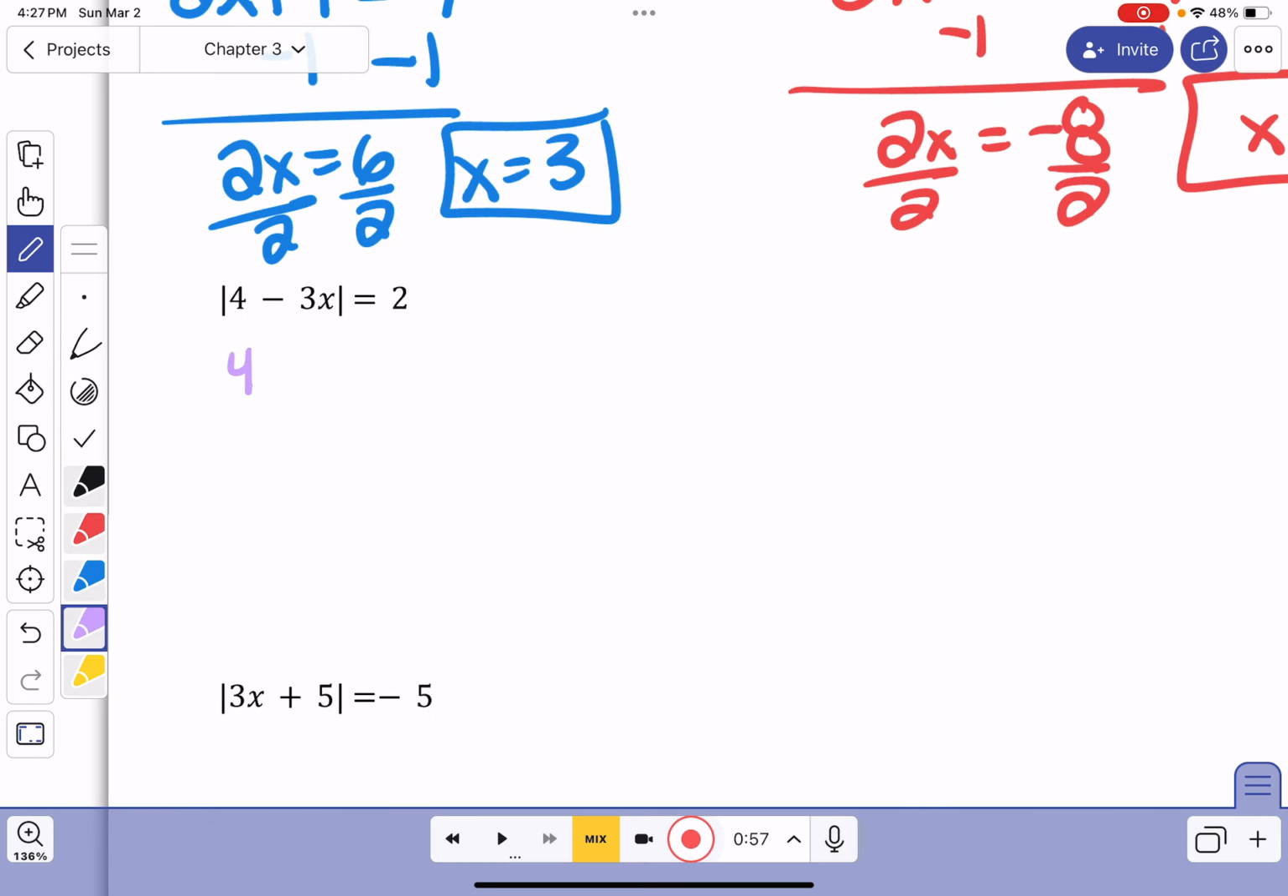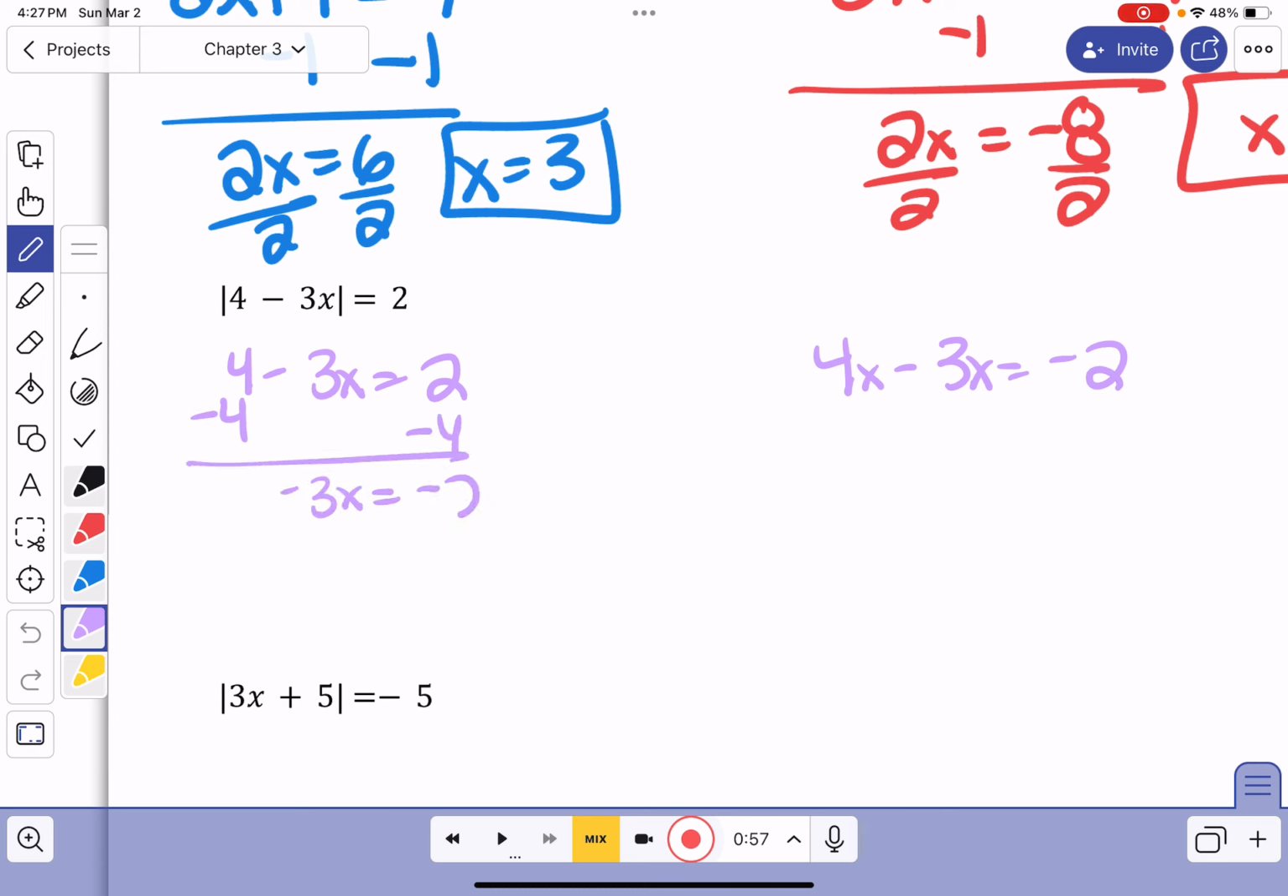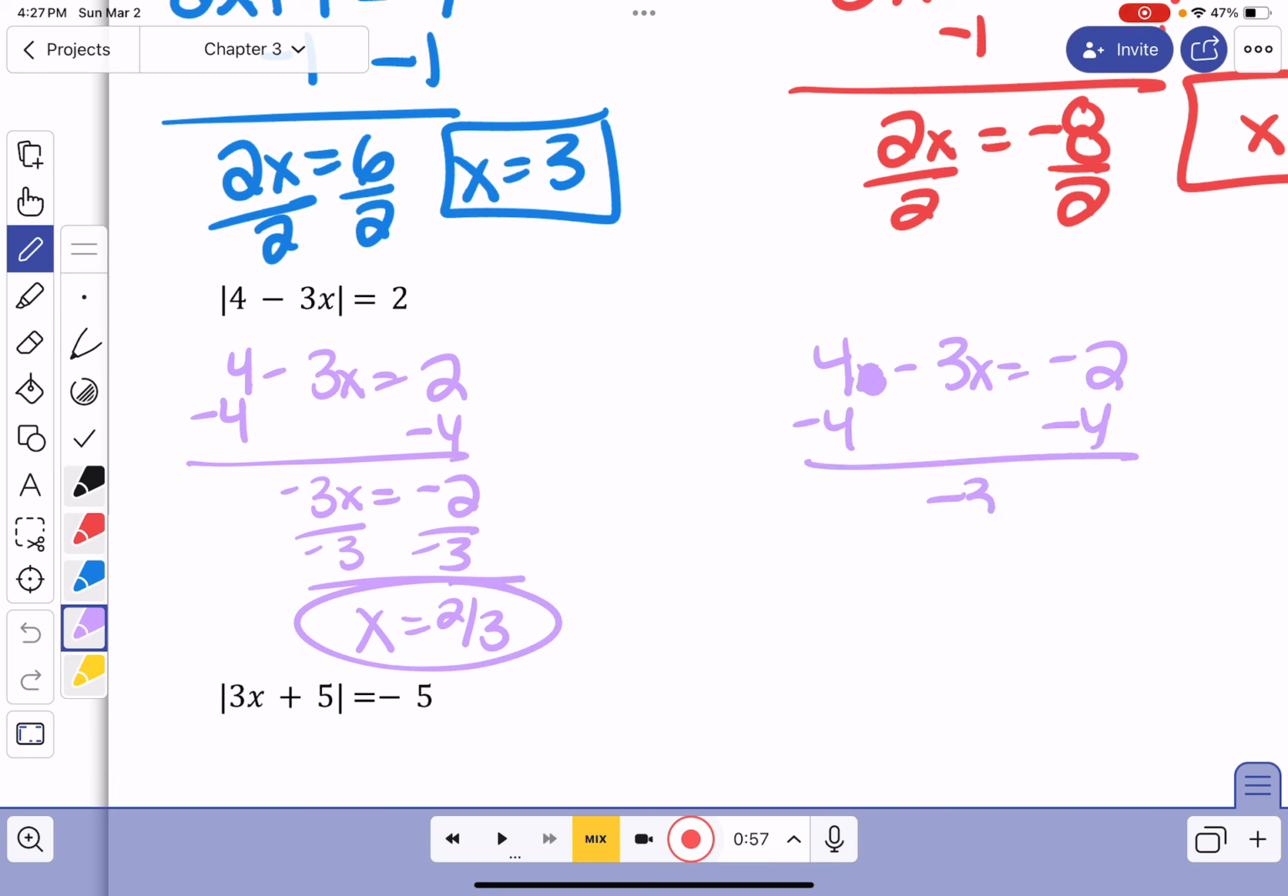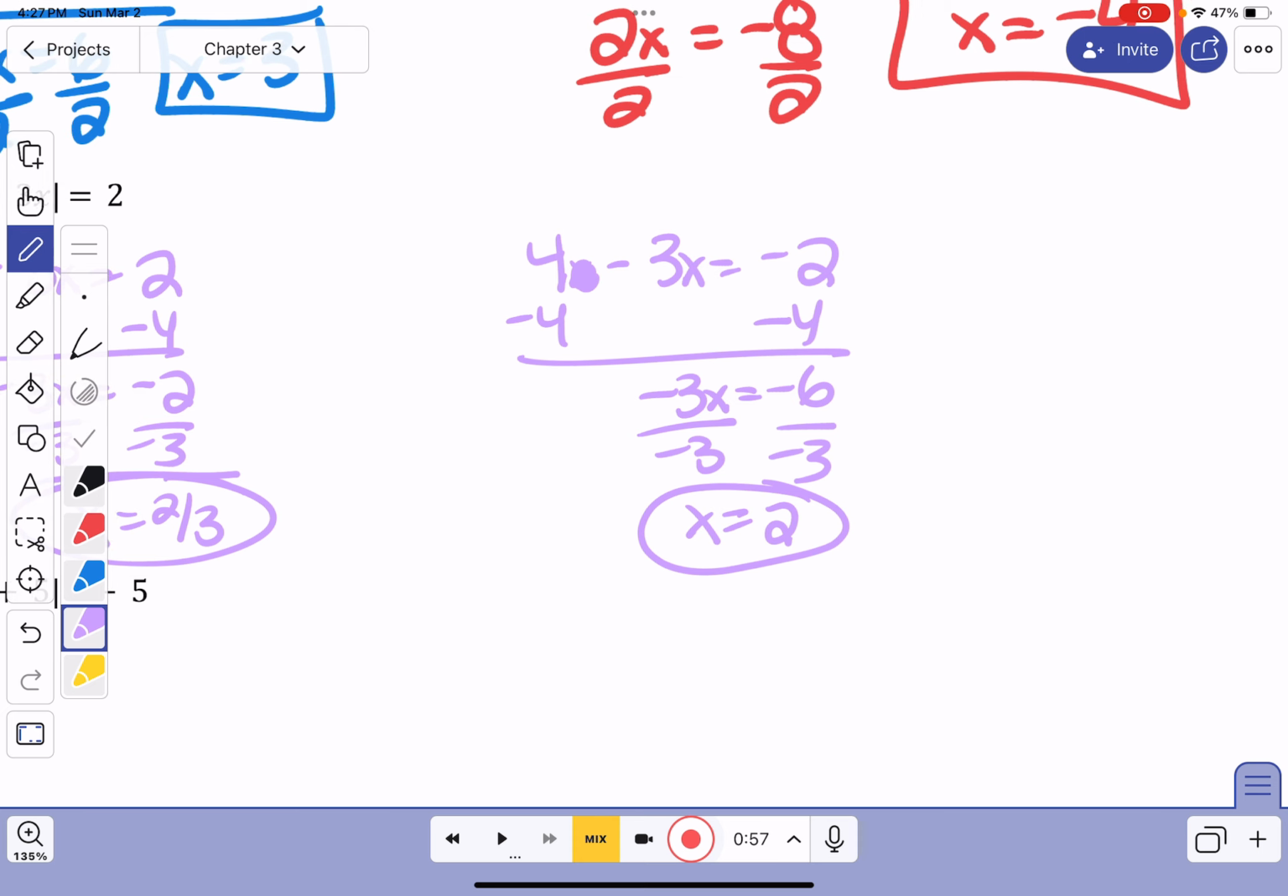This one. So we'd make it equal positive 2 and negative 2. And then solve both. So subtract 4. Divide by negative 3. So one of our answers is going to be 2/3. Okay, subtract 4. Divide by negative 3. And our other answer is 2. Both of those will plug in and give us the correct response. It makes sense too, because if we're graphing them, a line would go through and hit the graph twice. So it makes sense that we would get 2 answers.